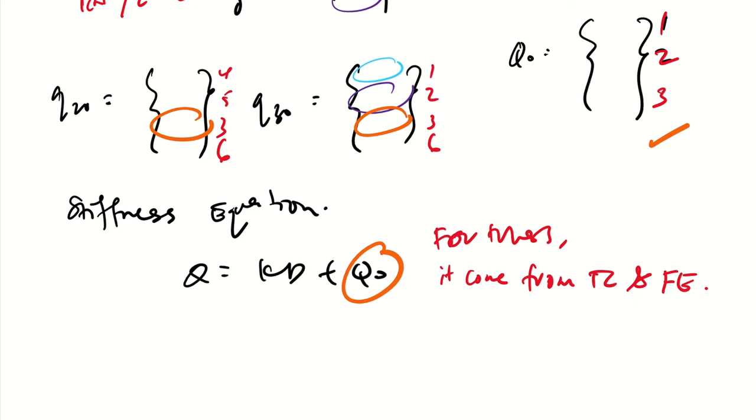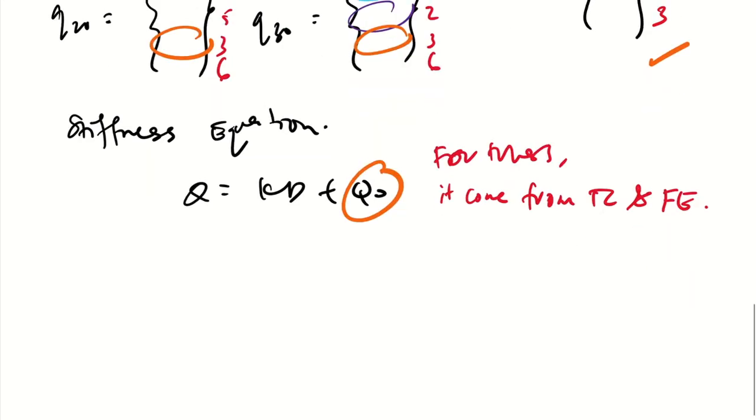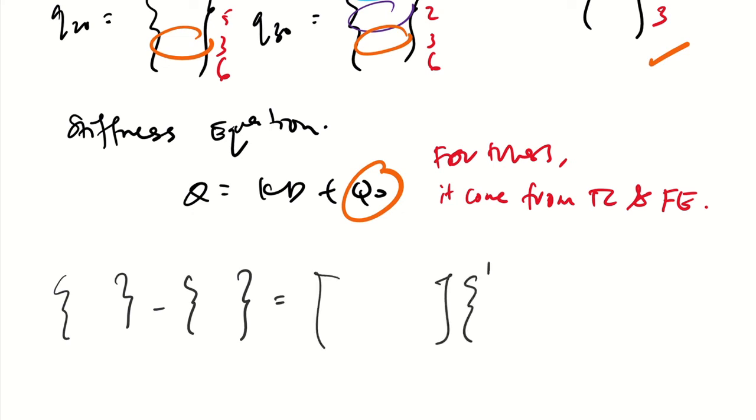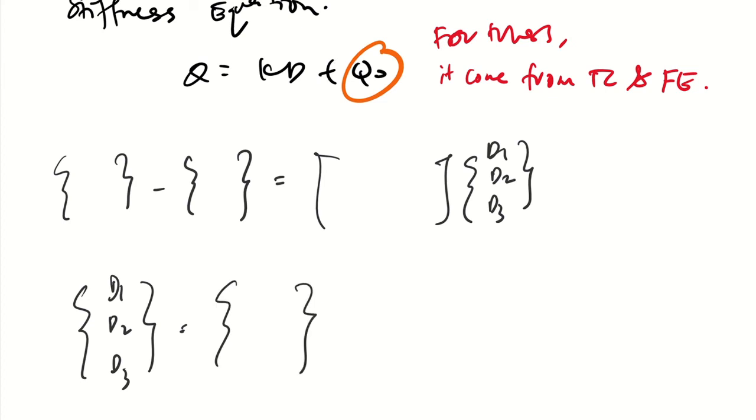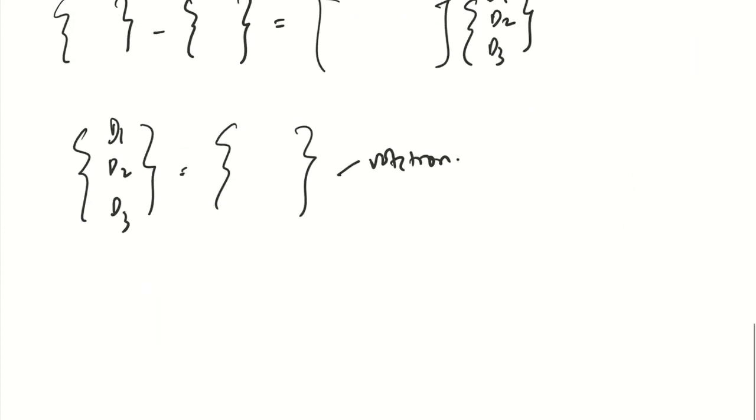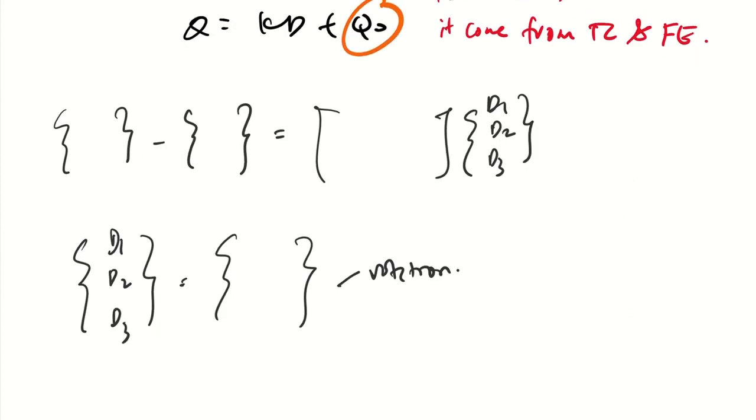Okay, so once you have this, as usual, we will write the stiffness equation. Q is equal to KD. Q minus Q naught is equal to K as well as D. We have 3 unknown, right, just now: D1, D2, D3. And then we will solve for the D value. In this case it is rotation. So this is how we include the effect of temperature changes.